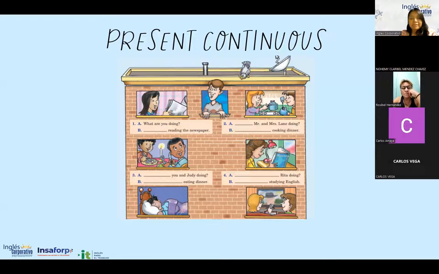What are Mr. and Mrs. Lane doing? Excellent. What are they doing? They're cooking dinner. They are cooking dinner. Excellent. Okay. They are. Perfect.